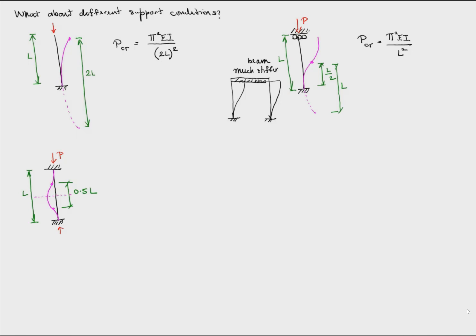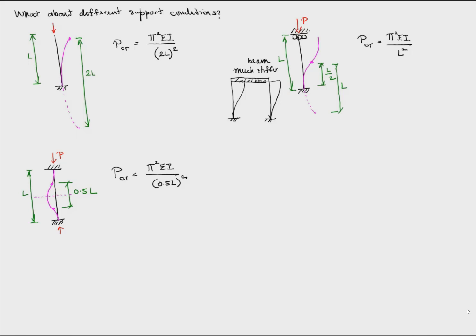So the critical buckling load for a fixed column is pi squared EI over (0.5 L) squared. So we see that a cantilever column has 1/4 the buckling load of a pin-pin column, whereas a fixed column has 4 times the buckling load of a pin-pin column.